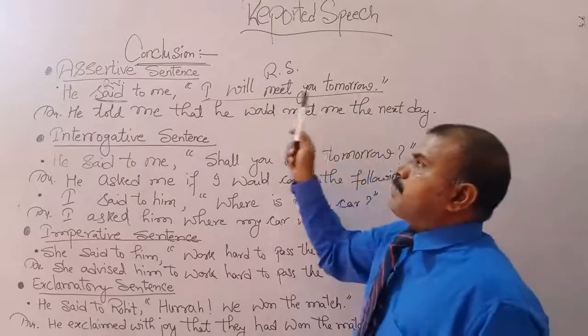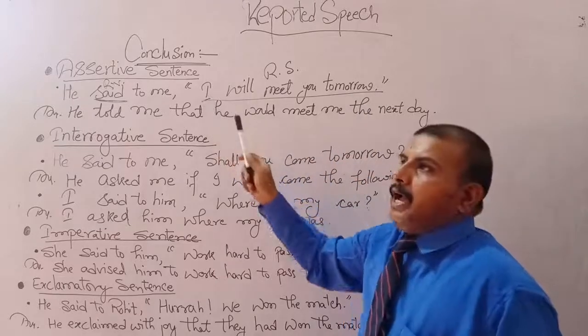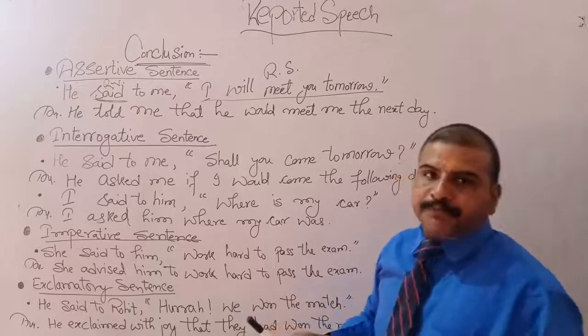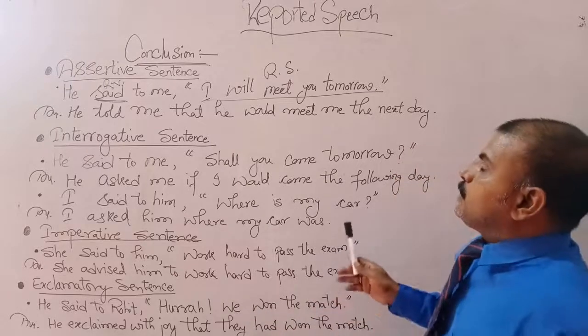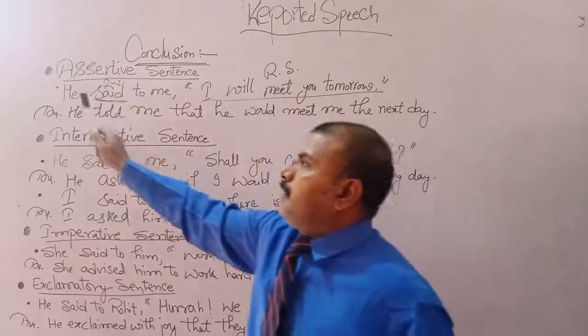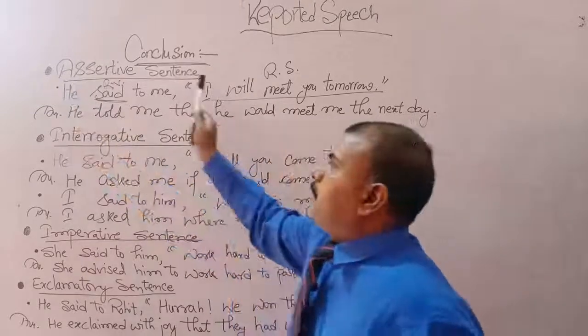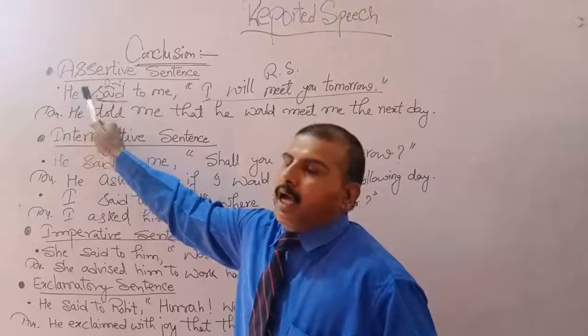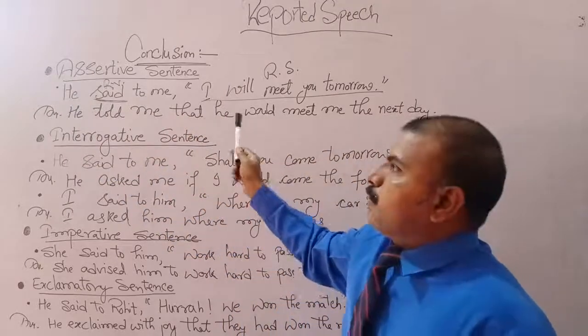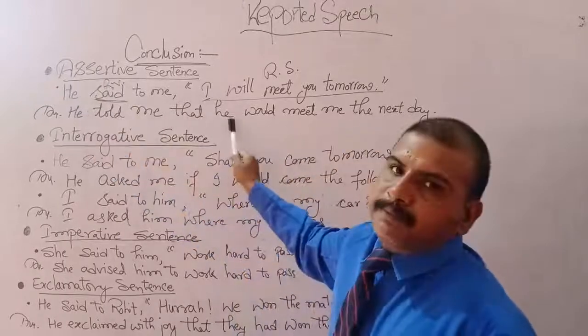In this sentence the subject is I, and as I taught you in my previous video about change of person, I denotes first person. Who is the first person here? He. That means I refers to he. And as it is the subject, for the subject we use the personal pronoun, so for he, the personal pronoun he.